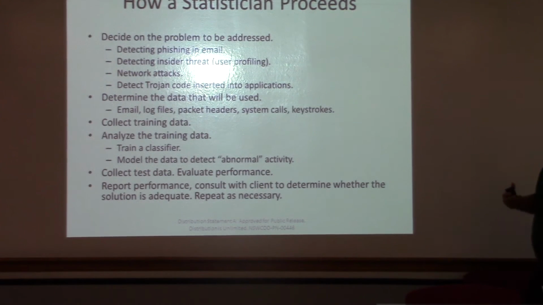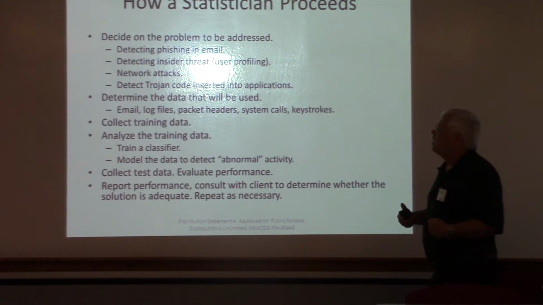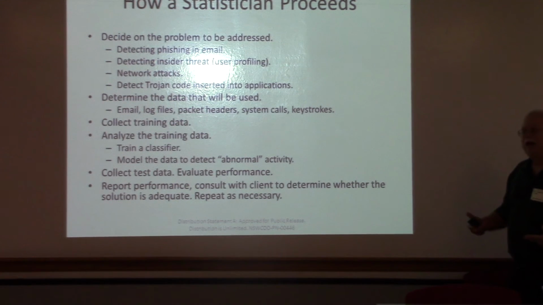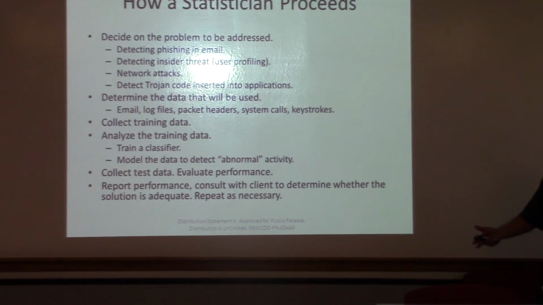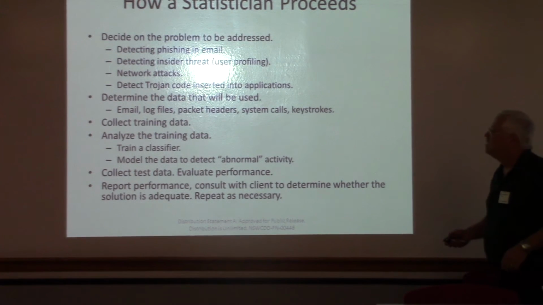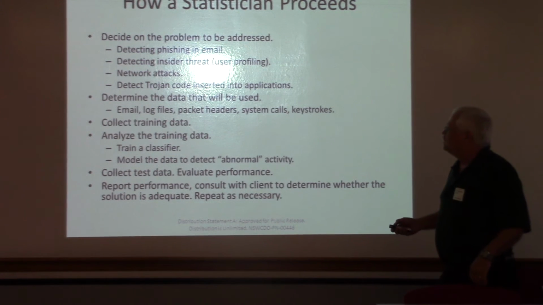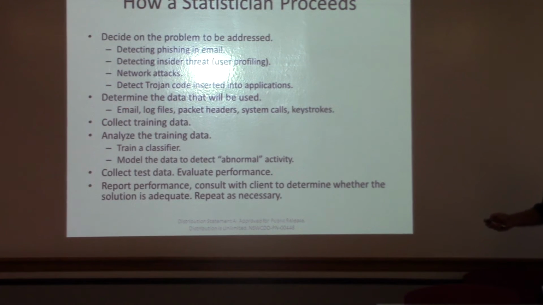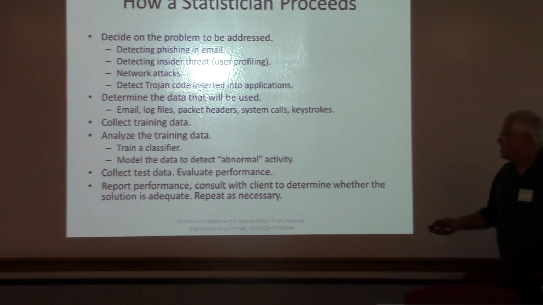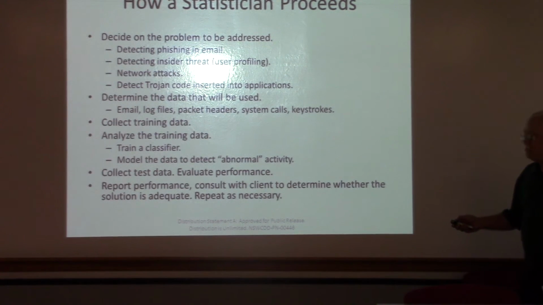A statistician, instead, is data focused. So I will think in terms of, if I want to detect phishing in email, I need a bunch of email. I need some that have phishing attacks, and some that don't have phishing attacks. If I'm looking at network attacks, I need a sniffer on a network, and I need to collect packets. So the first thing I do is figure out what data I'm going to use to solve the problem, collect the training data, analyze it, and I'll talk about these steps. Collect test data, figure out how well am I doing, and then I'm going to talk to the client.